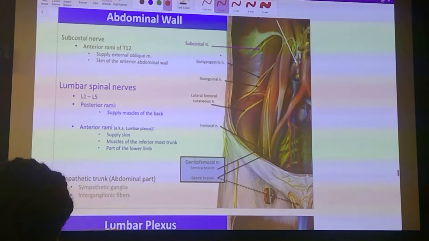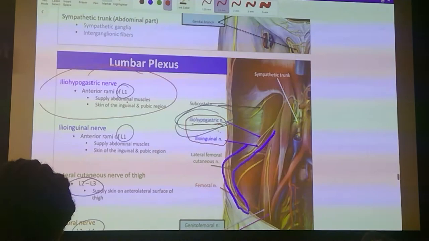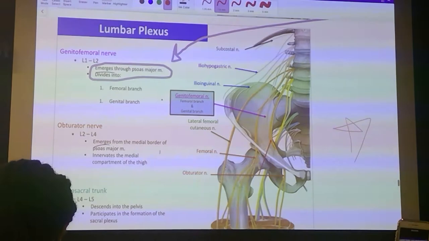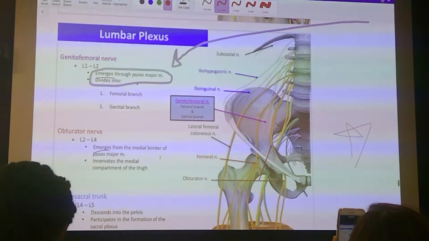So just remember, the iliohypogastric is most likely to be damaged during appendix removal. Oh, I forgot to mention you have to know the levels for each of these nerves. Oh, and I had a question about what nerve comes out of this muscle.